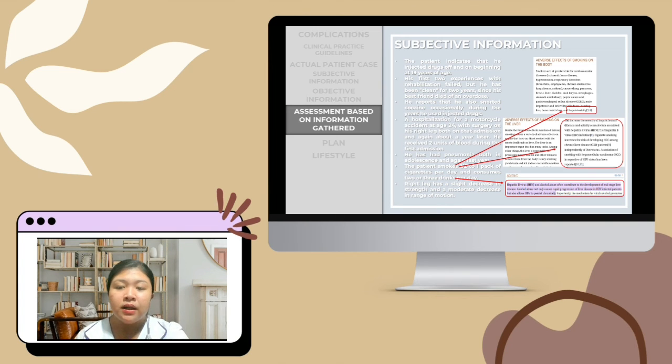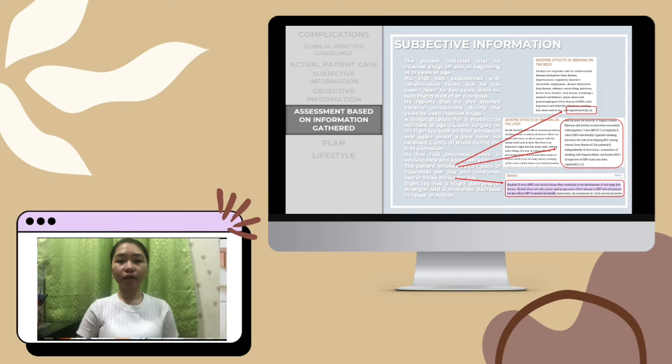As with the hepatitis B virus and alcohol abuse, they join forces to develop end-stage liver disease. Alcohol abuse not only causes rapid progression of liver disease in hepatitis B virus infected patients, but also makes the hepatitis B virus that the patient has chronic. So let's proceed to the assessment.